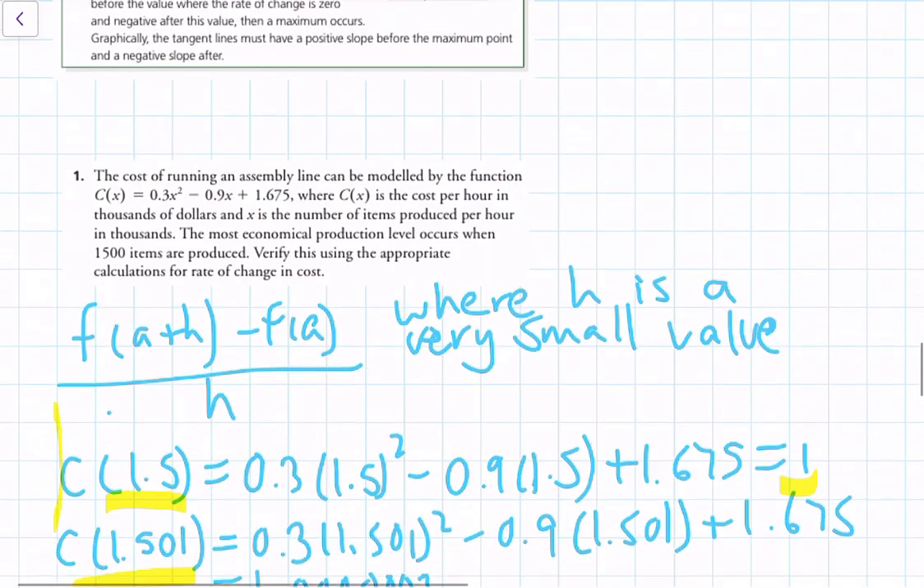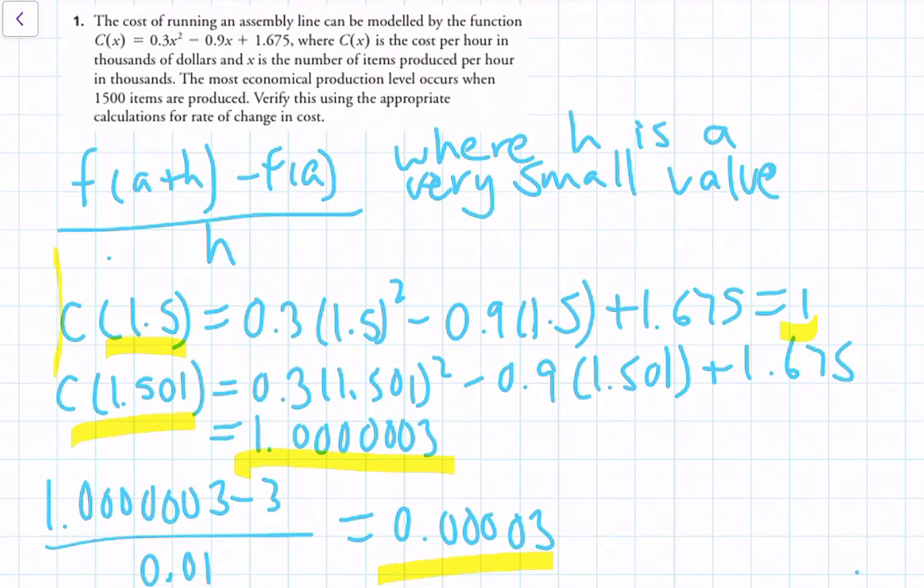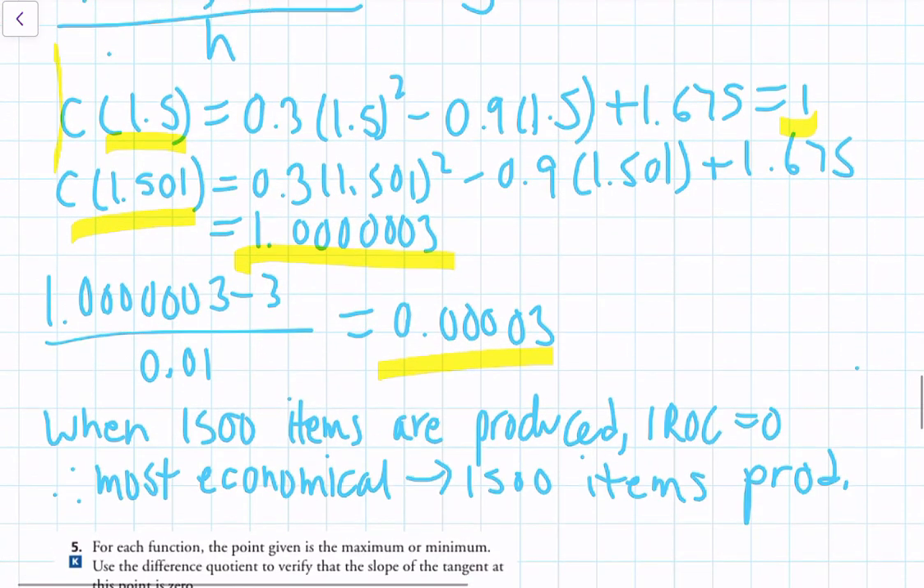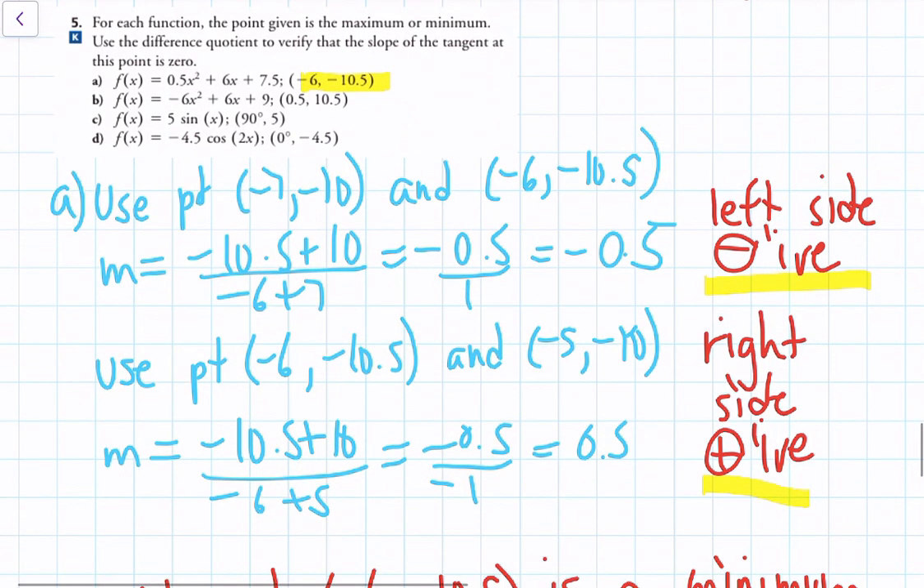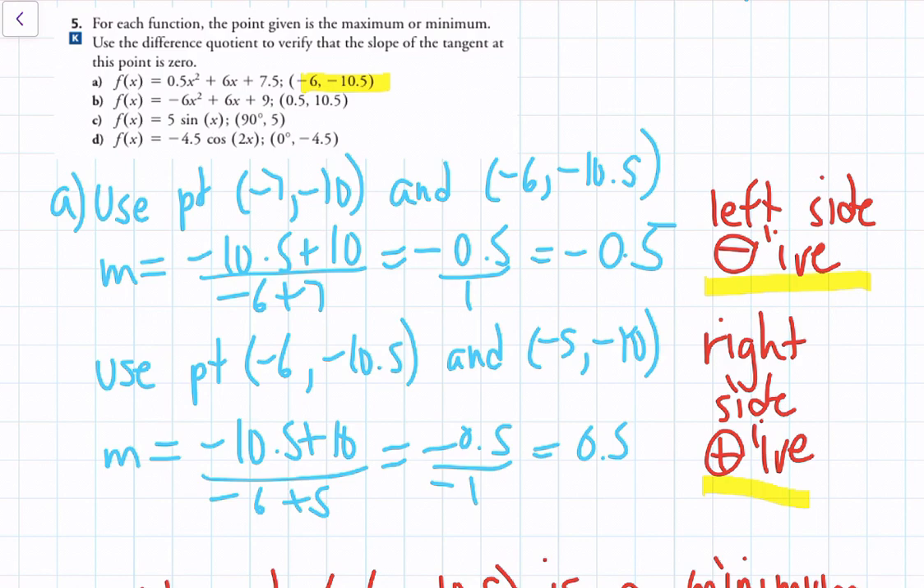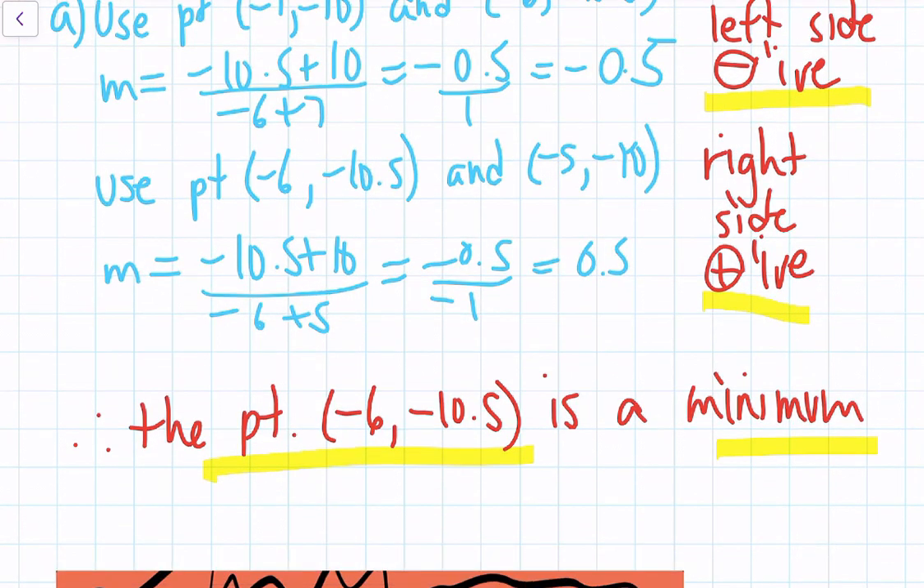We also went through some examples, this one being almost an optimization problem where you found that the instantaneous rate of change being 0 will give you the most economical result. And we also went through an example that showed us how to think graphically, where if you have a negative slope followed by a positive slope, this point would be at a minimum.